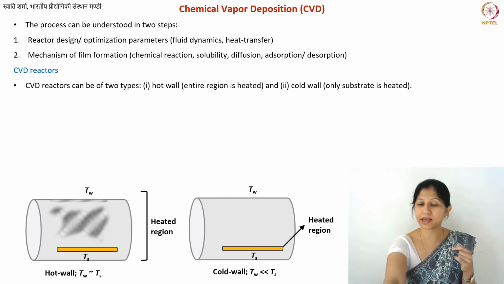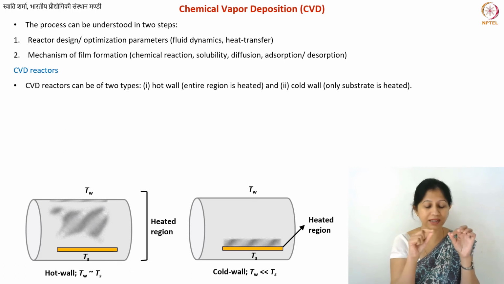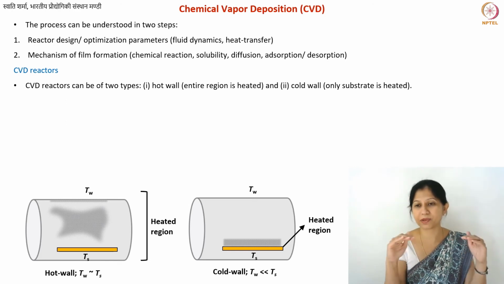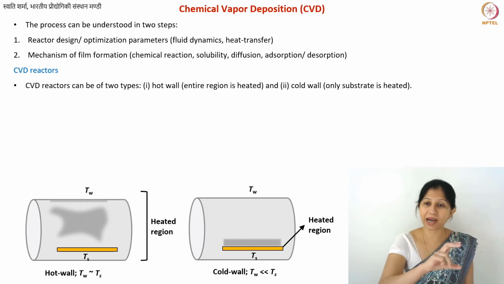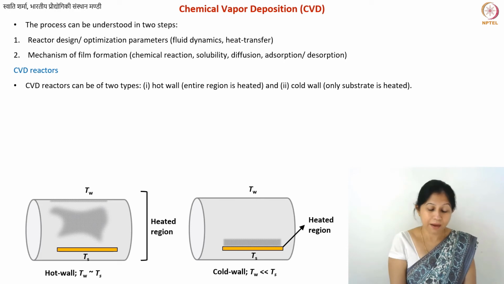And in the case of the second one, of course, now here you have a substrate. So only this part is heated. So the reaction takes place rather close to your substrate in the heated region. And then the deposition takes place only on the substrate. Both of these processes have their advantages and disadvantages. Because also when it comes to the flow patterns of the gases inside, it becomes very important what is the type of your CVD chamber.